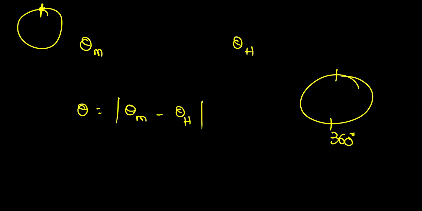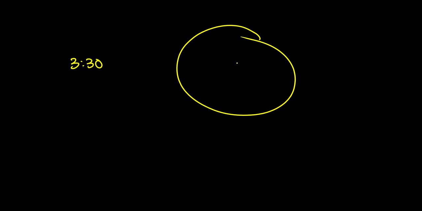Then what, sir? Why are they doing it separately? Let's say the time is 3:30, as you people mentioned. Let it be 3:30. So what's the position, sir? The minute hand will be here. The hour hand will be between 3 and 4.